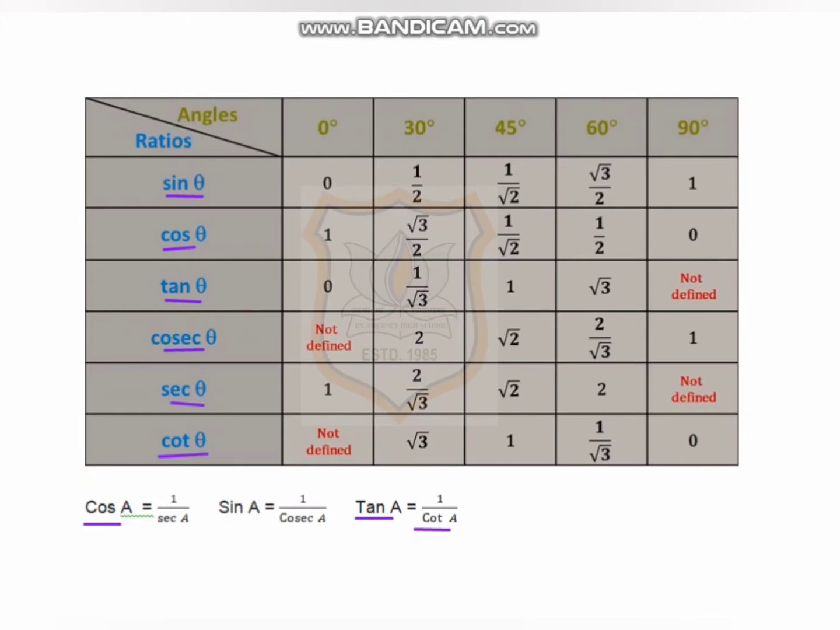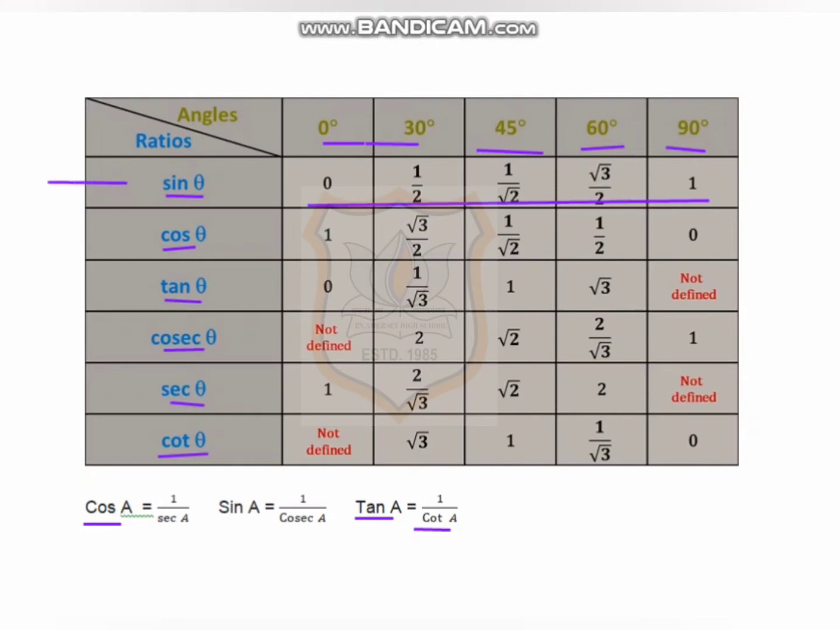First of all, you have to remember this table: 0, 30, 45, 60 and 90. First, you have to remember this first line: 0, half, 1 by root 2, root 3 by 2 and 1. These values you have to remember first. Sine 0 is 0, sine 30 is half, sine 45 is 1 by root 2, sine 60 is root 3 by 2 and sine 90 is 1.